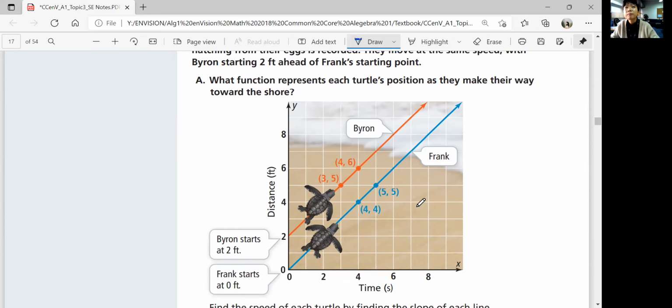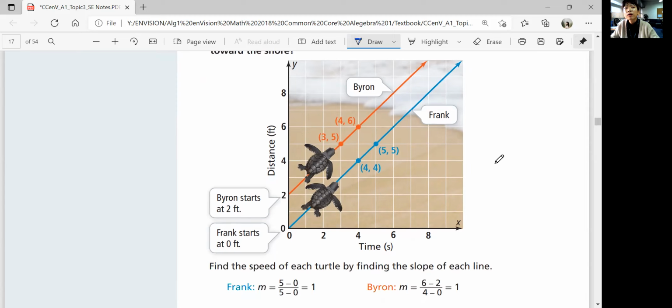Let's look at part B. What function represents each turtle's position as they make their way towards the shore? Byron starts at 2 feet and Frank starts at 1 foot and they keep moving. We're going to find the speed of each turtle by finding the slope of each line. The speed, how fast they would go, would be the slope.